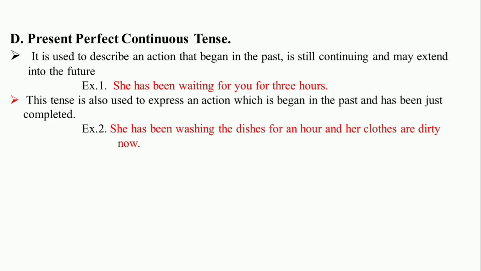Present perfect continuous tense is also used to express an action which began in the past and has just been completed. Students, go through the second example. Here you can see the action of washing the dishes has just been completed, which began in the past. However, its result is visible in the present.